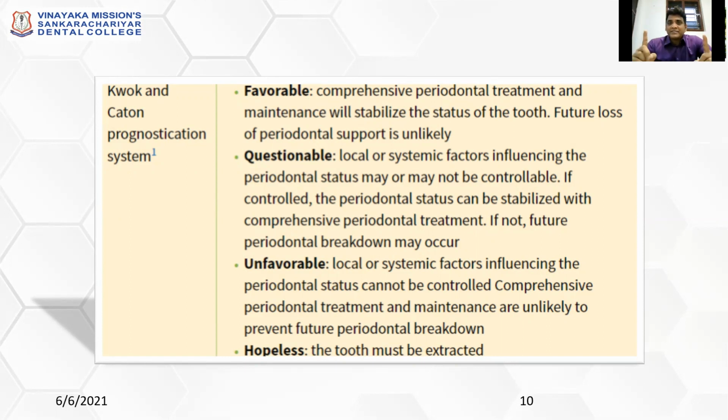So all these factors are present, which may or may not be controlled. That can be checked at the next re-evaluation. That condition, you will keep as questionable. That means you are not sure whether the local or systemic factor can be controlled. If you have a question, if you want to re-evaluate and check, then keep this in the waiting period. That is questionable prognosis. Don't do any periodontal management in that questionable prognosis unless you think that is favorable.